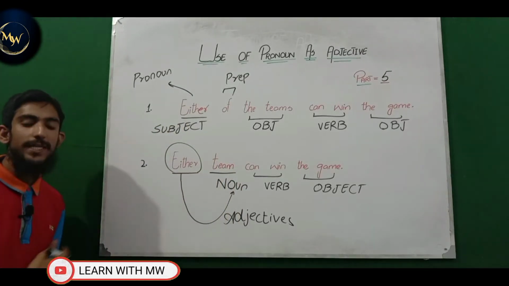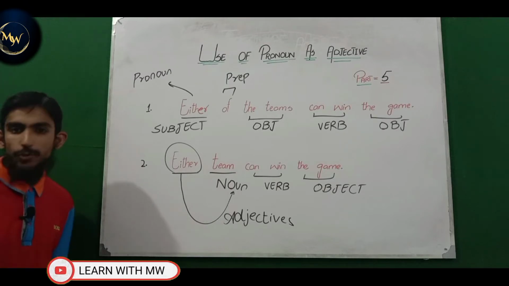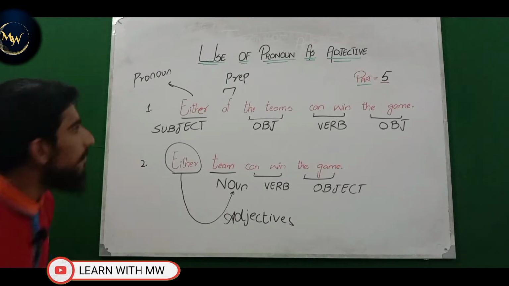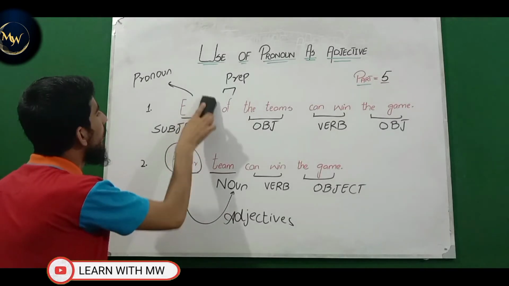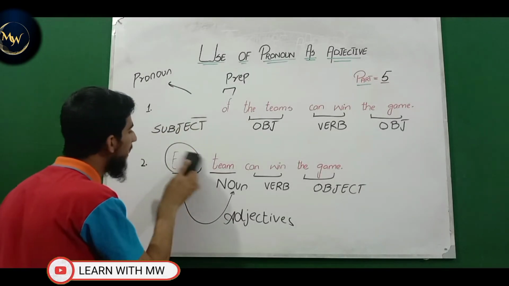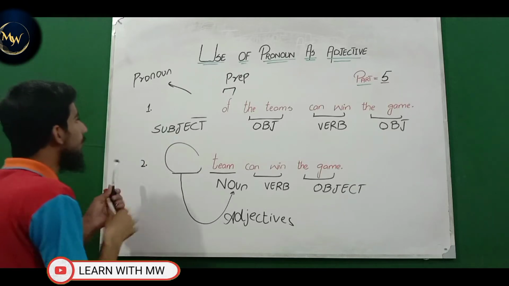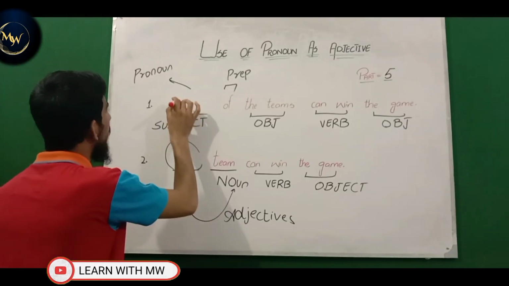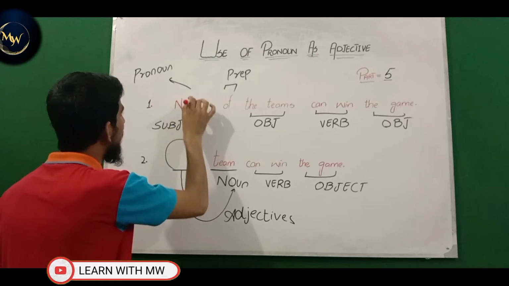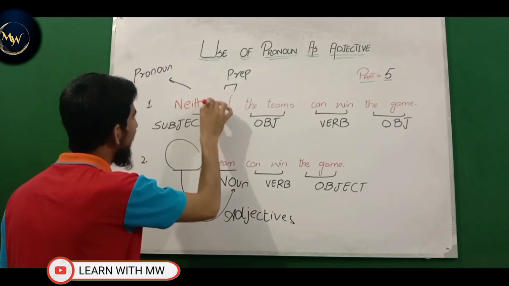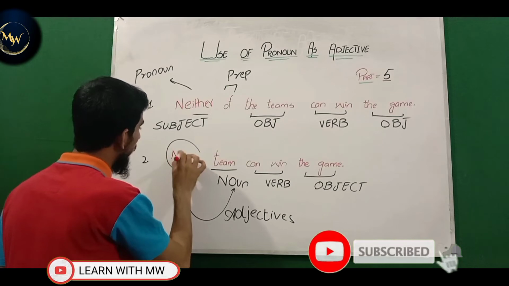Took a screenshot of this concept. Hope you took a screenshot. Now look, I'm just going to remove this "either", and in place of "either" I will place another distributive pronoun, which is "neither". So neither, and here also I'm going to write neither.